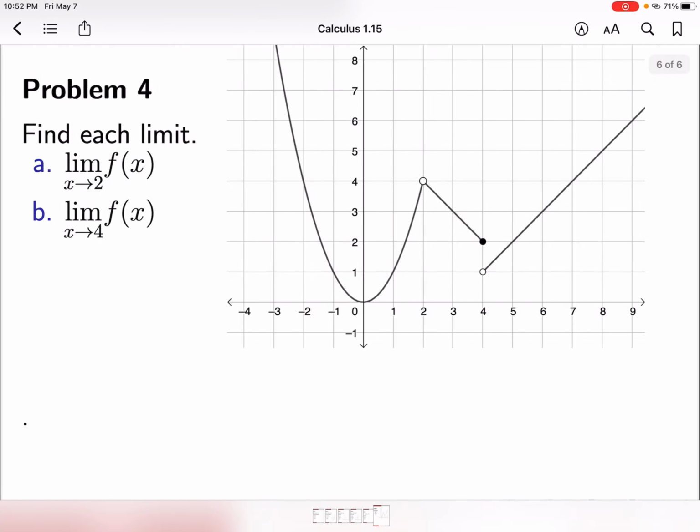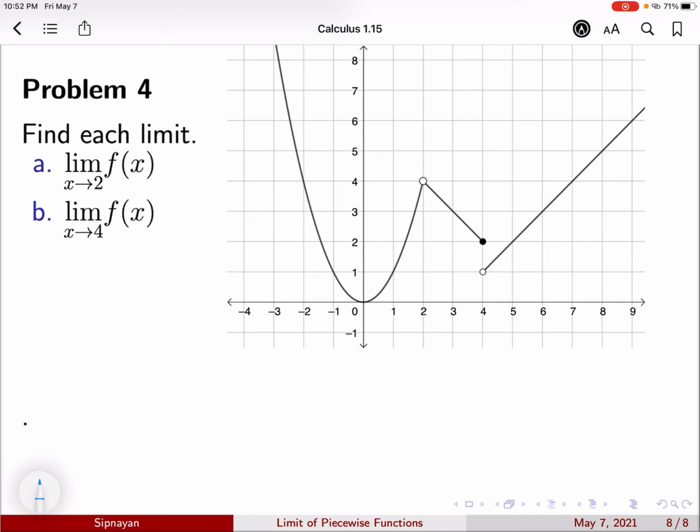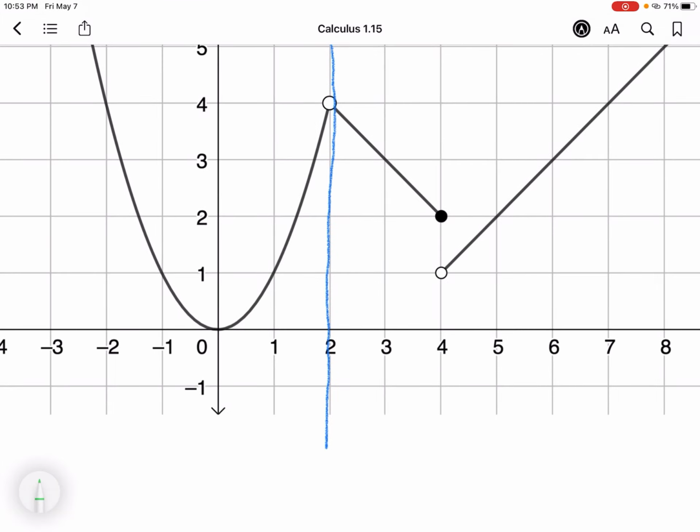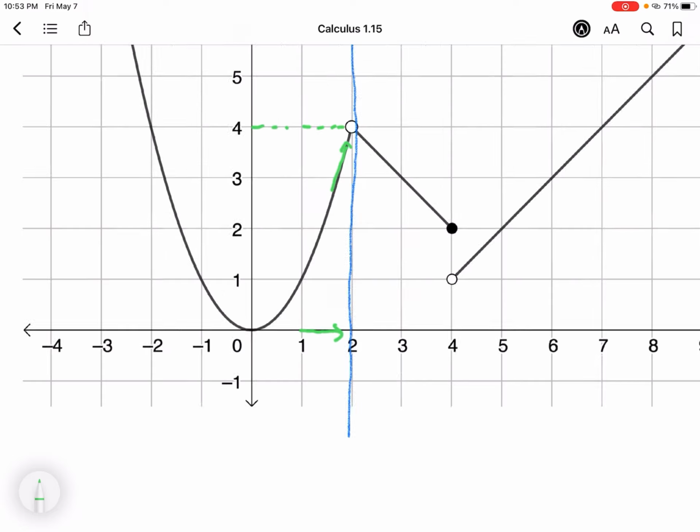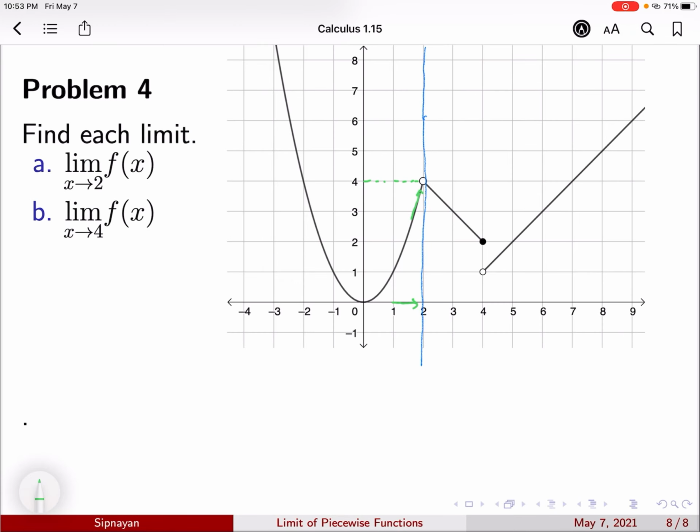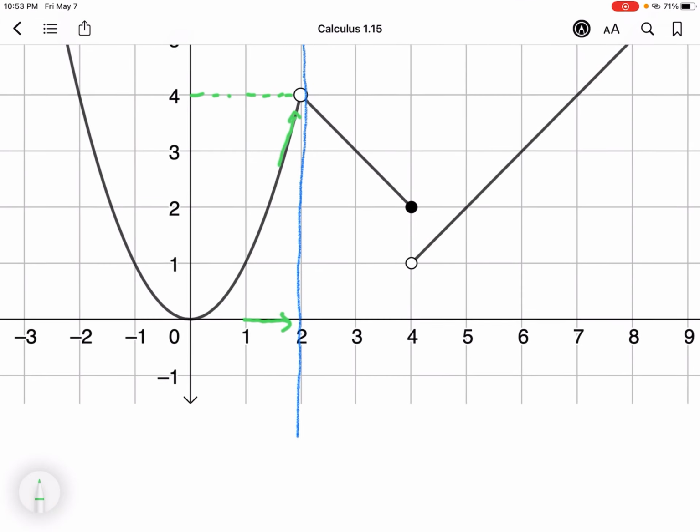Paano naman to? Graph lang, walang equation. Find the limit of f of x as x approaches 2. So, ang ina-approach natin na number ay 2, di ba? X equals 2. So, ito yan. Actually, ito yung line na yan. And as you can see, as x approaches 2 from the left, papunta dito, ano yung ina-approach ng value ng function? Papunta tayo dito, di ba? So, ina-approach niya ay 4. That's from the left.